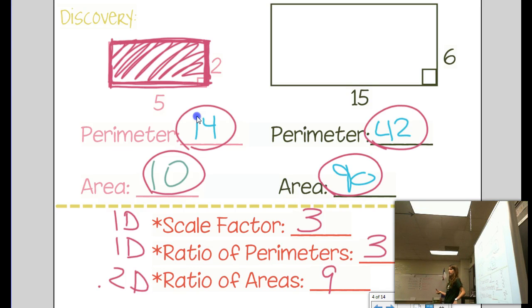3 to the 3. Right. 27 would be 3D, but what would represent 3D? It's not area, it's not perimeter. Starts with a V. Volume. Okay, so that'll be next unit, so we don't have to worry about that today.